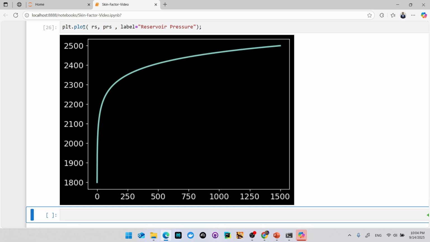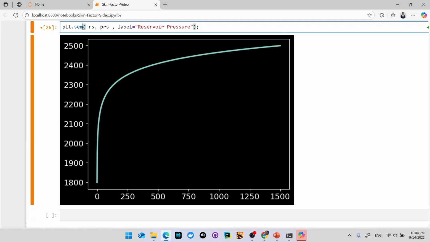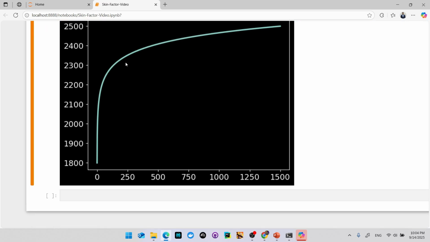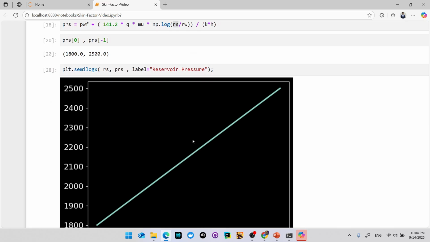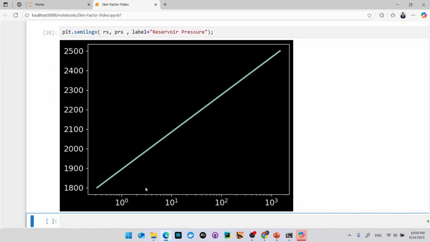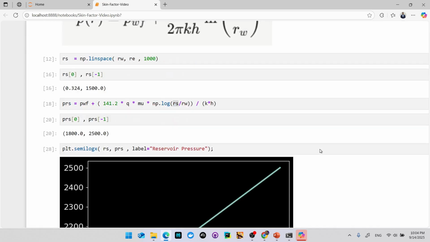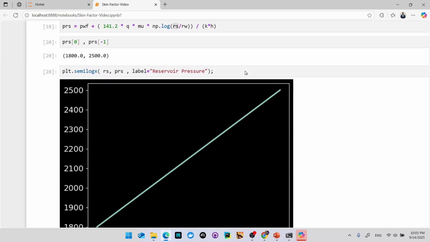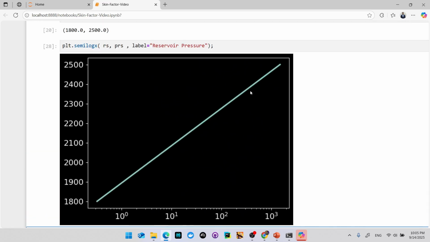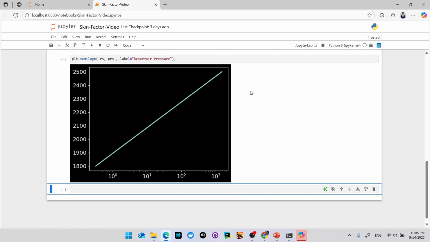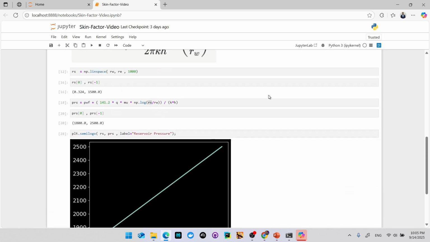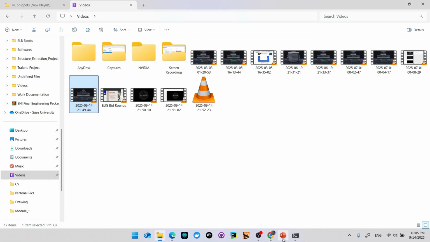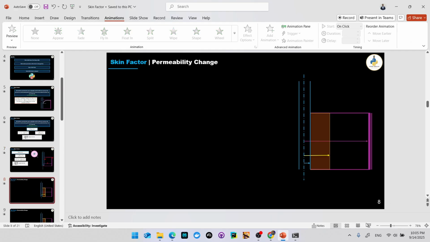So if we plotted this on semi-log scale, semi-log x, this is going to be a linear plot, a line between the log of the r from this equation. We have ln r and PR as a line if we plotted the rw on the log scale. So this is simply trying to model this ideal behavior using pretty basic code. Now let's come back to the slides.